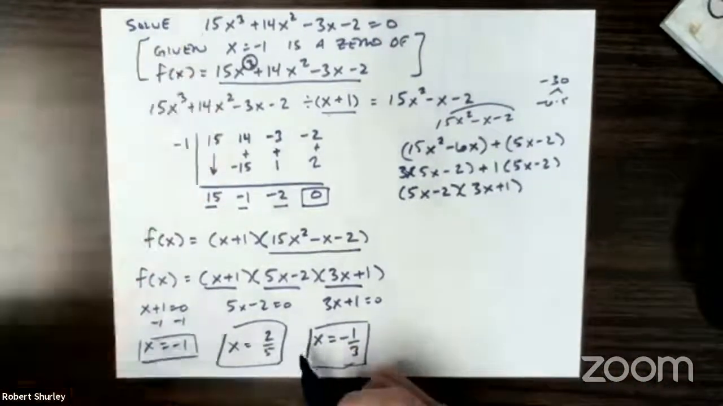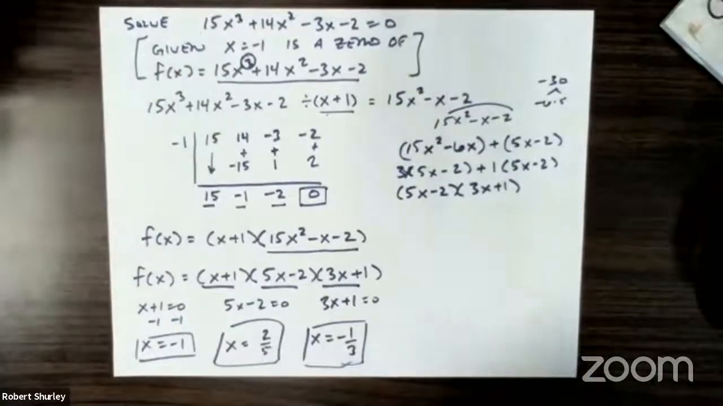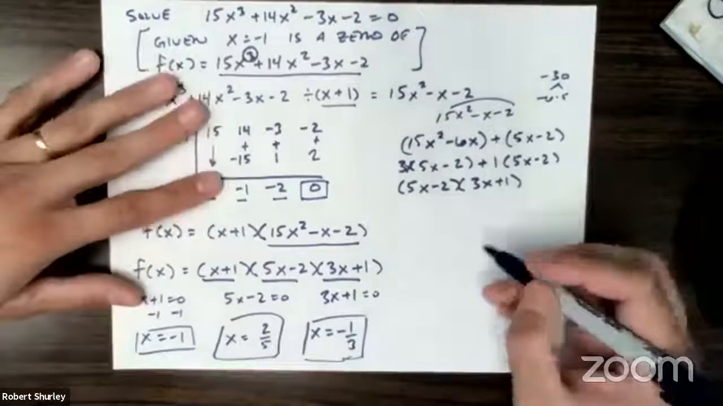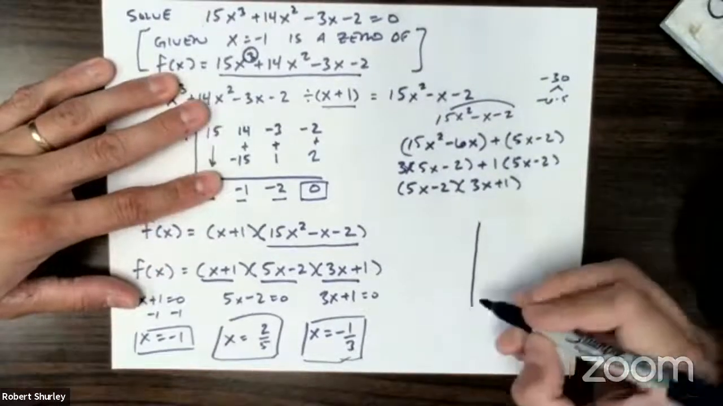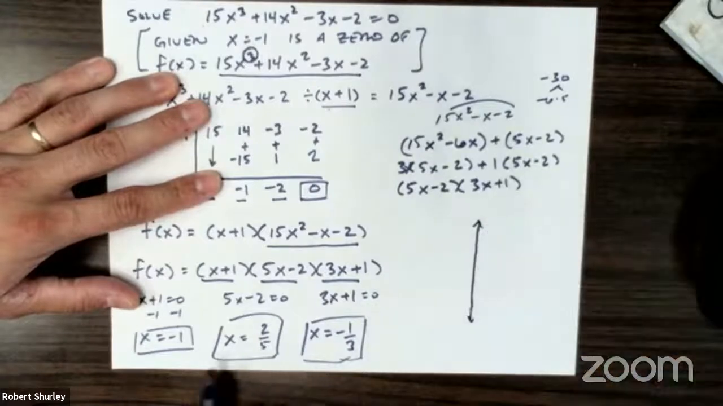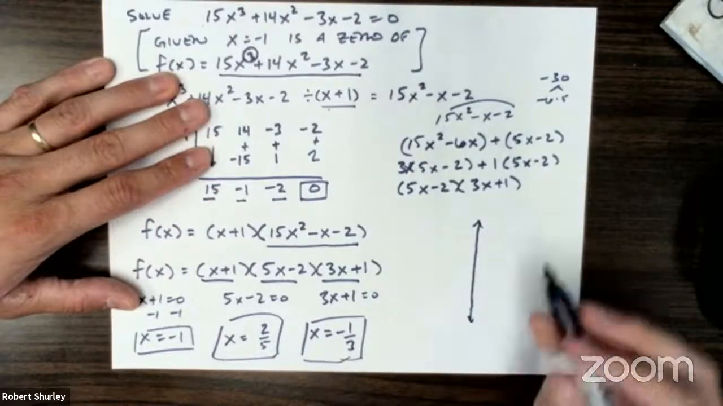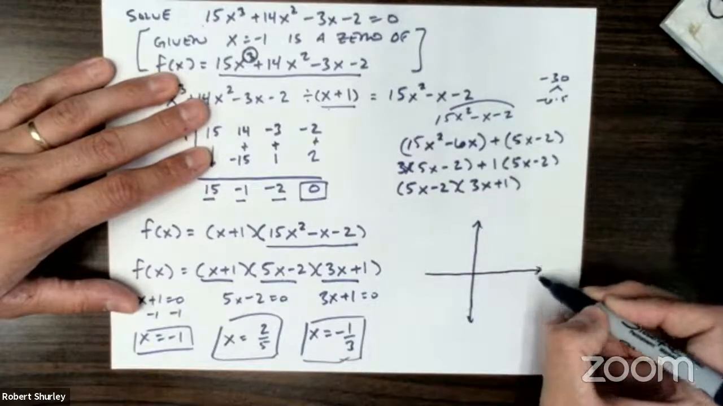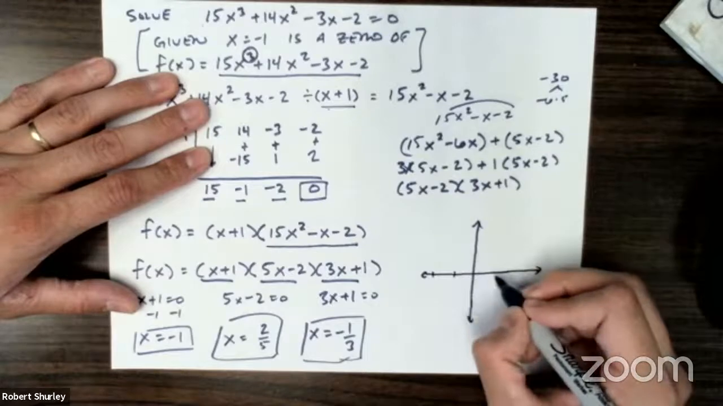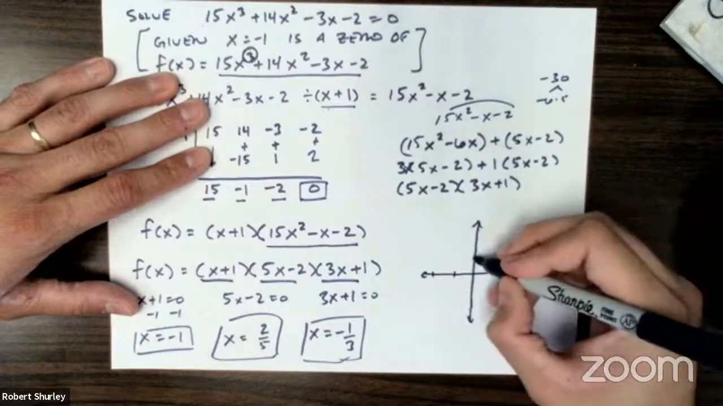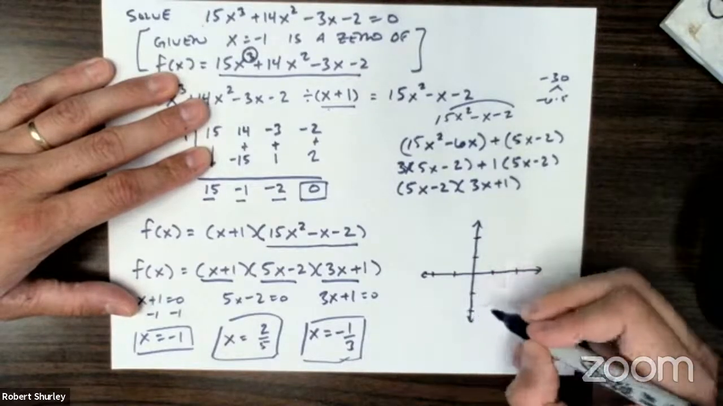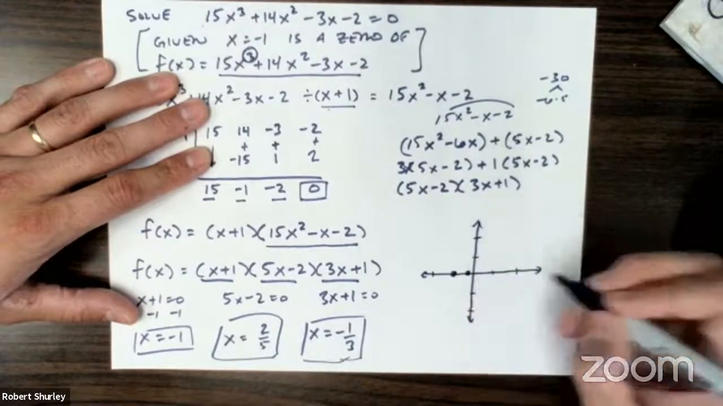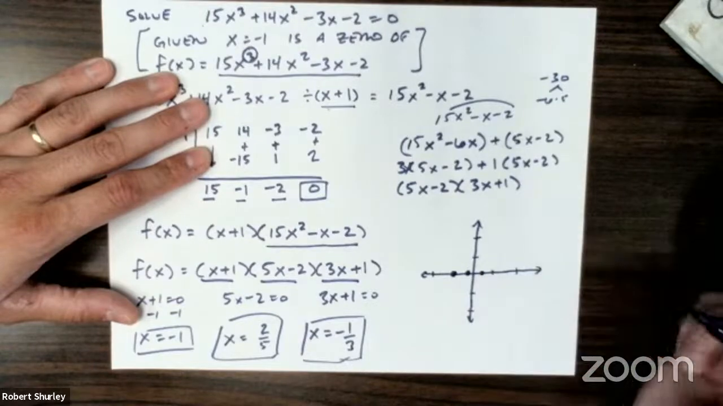And let's do a quick sketch of this just for fun because it brings in the concept from the last section. So notice none of these repeated, so we know we're going to go through the x-axis. And we only go from negative 1 to positive 2/5. That's like 0.4, right? So we'll do big jumps. So the furthest left would be negative 1. And then we're at negative 1/3. That's about there. And then 2/5 is about right there.